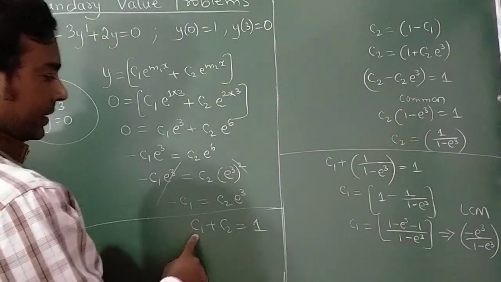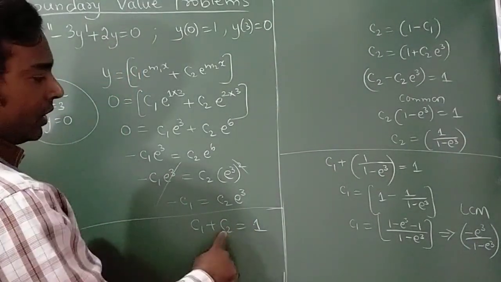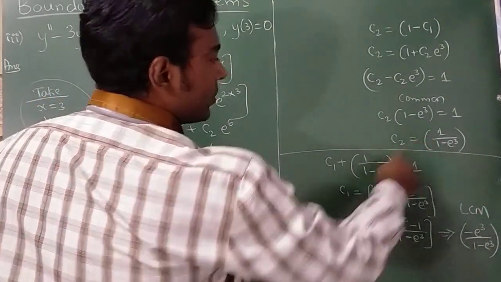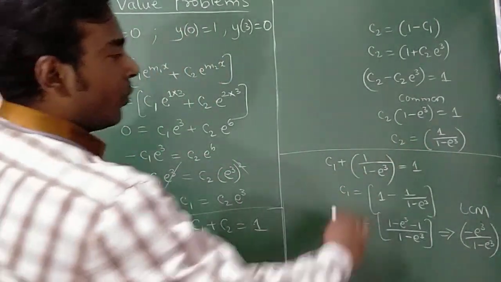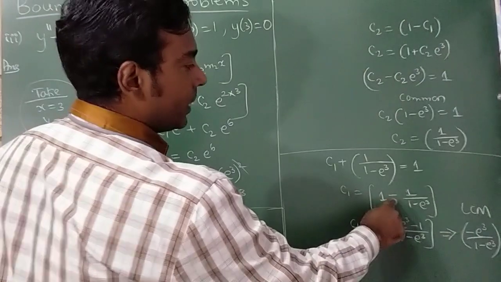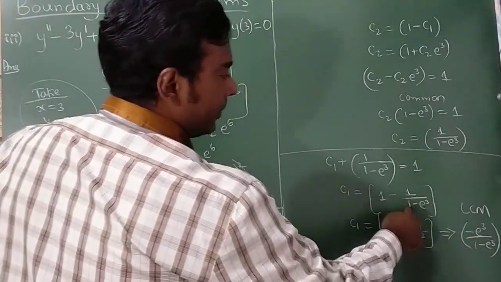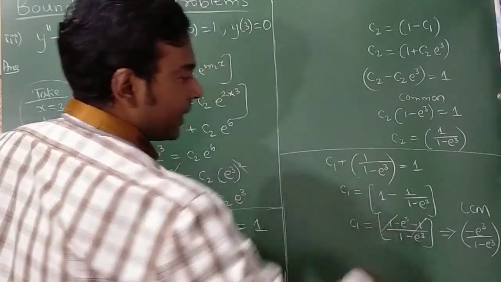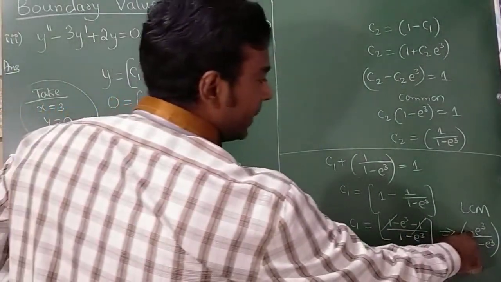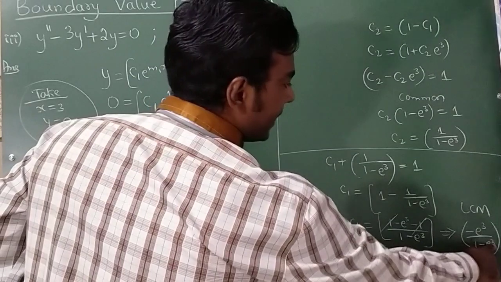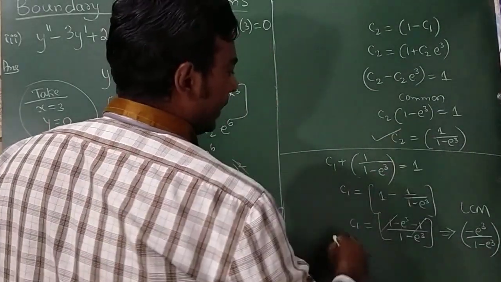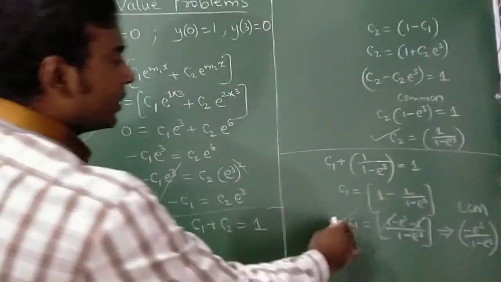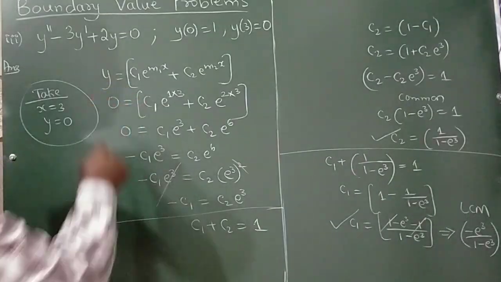So again C1 plus C2 is equal to 1. Now what is the C2 value? This. So I have substituted here. Now when this goes to the right hand side, it will become minus. If I take LCM, you need to multiply this. So 1 minus e cube minus 1. Minus 1 plus 1 get cancelled. So what is remaining? Minus e cube divided by 1 minus e cube. Now I have got the C2 value and the C1 value. Substitute these two values in this equation.